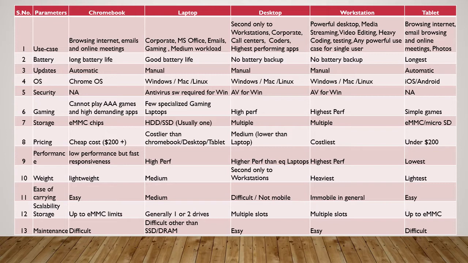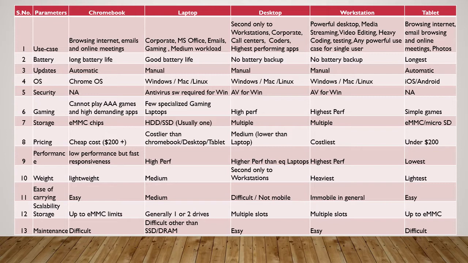And now the second one is laptops. Laptops are generally used in corporates and for sending emails, and MS Office is there, and we can also do some usual gaming on laptops. Like in the gaming laptops, there are specialized laptops in which we can play a special kind of game, and it's just having a medium workload. We can use it for medium workload.